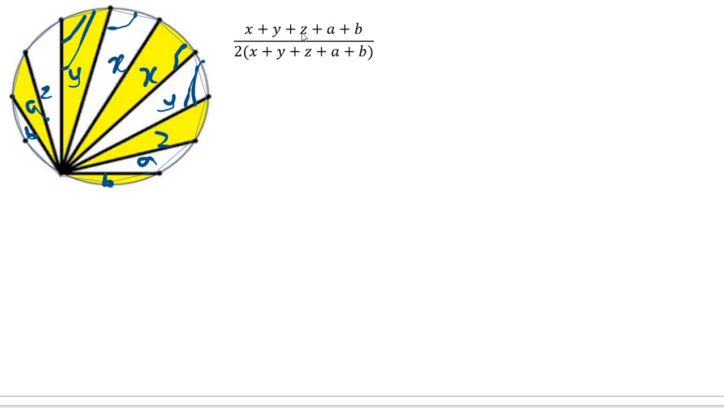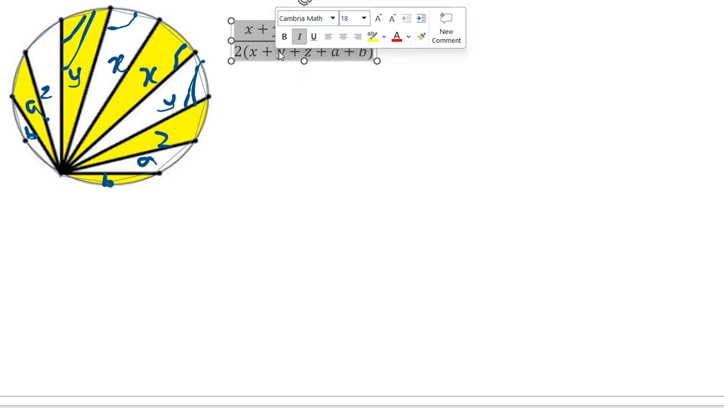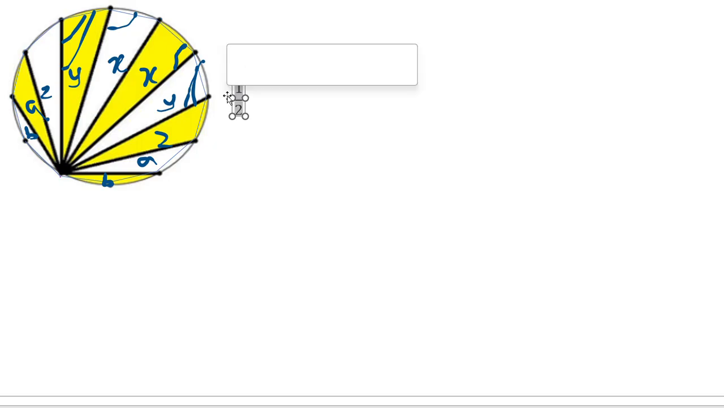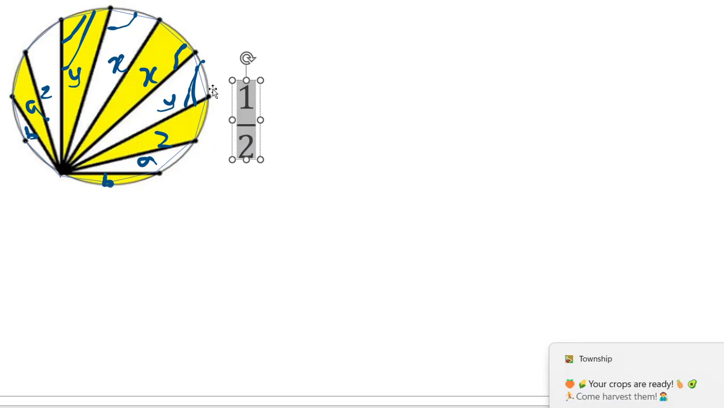Now we created an expression for the fraction of the shaded area. We can see that x, y, z, a, b are common to both the numerator and the denominator, so we can cancel those out. And at the end, what remains as the solution is a half. So just like that, we found the area shaded in the first circle, which is a half of the area of the entire circle. Let's increase the font size a little bit so it'll be much more visible for you guys.